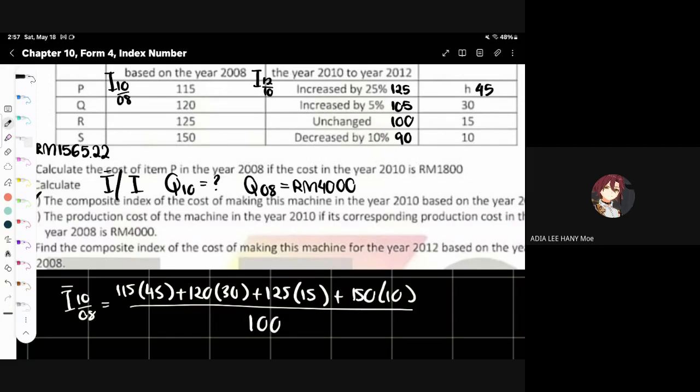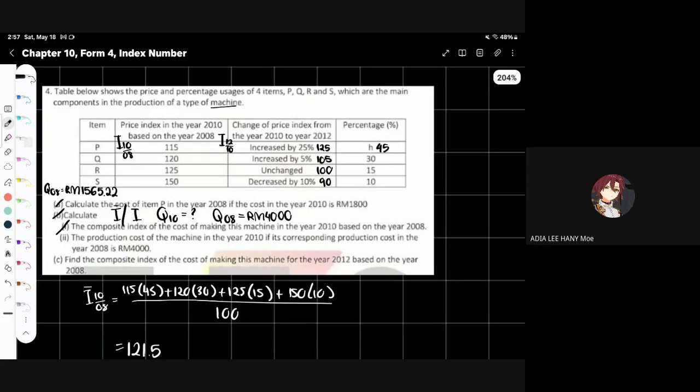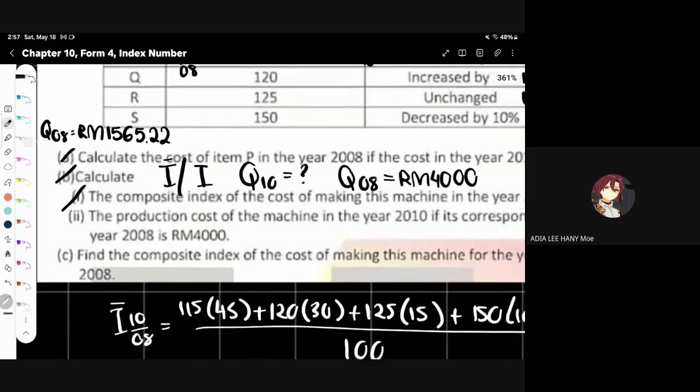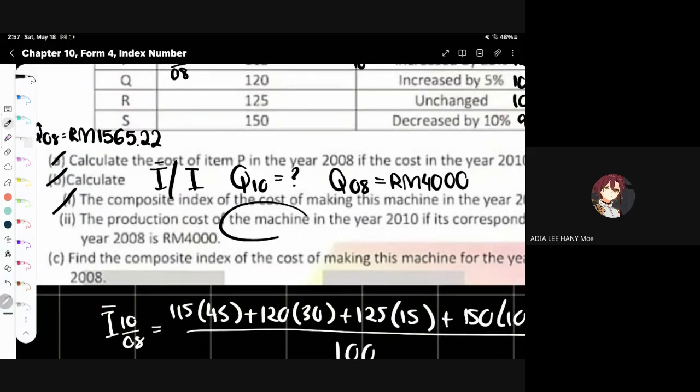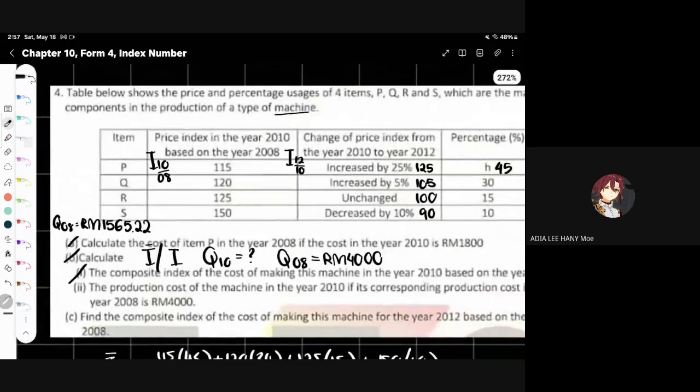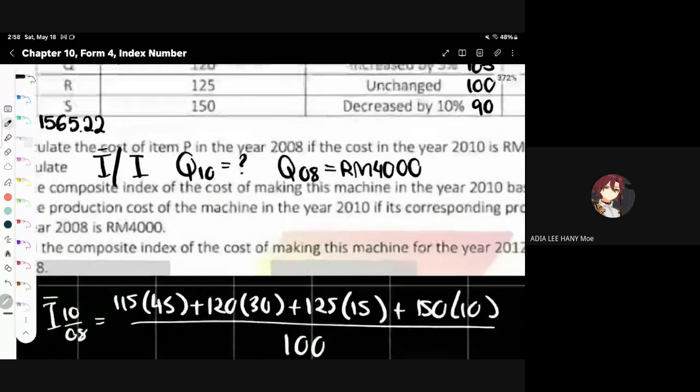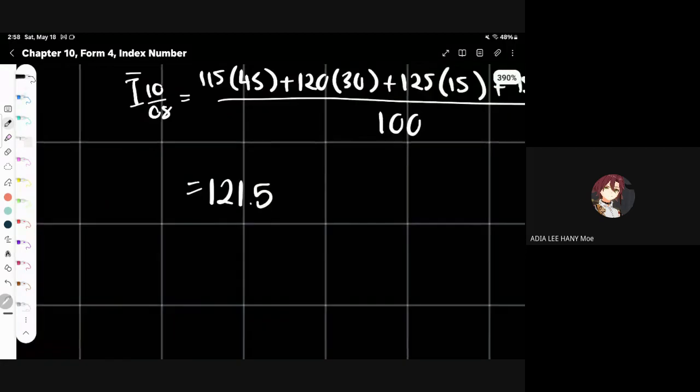Who can answer me? Different I, right? Because why? They said the production cost of the machine. We already know all these items are used to create the machine, so we already know this is talking about a group of people. So we use I dash. The formula for I dash is Q1 over Q2 times 100.